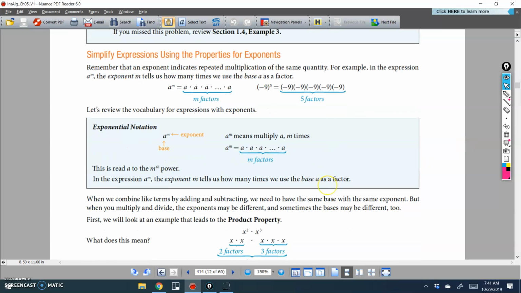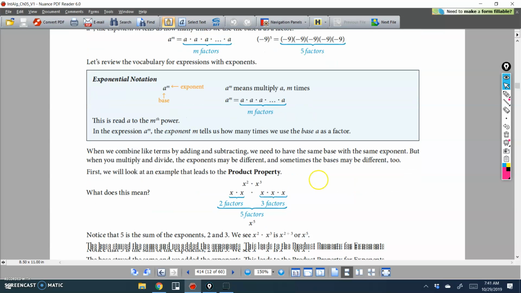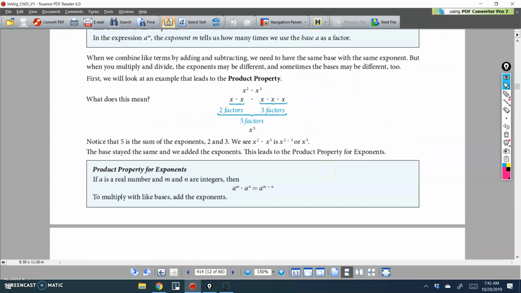So the very first thing we need to figure out is, what is our exponent notation? If we have a to the m, that means we have m copies of a. For example, negative 9 to the fifth means we have 5 products of negative 9. That's what exponential notation is. And now let's get into our first property.